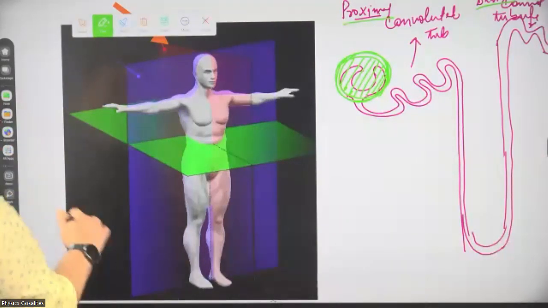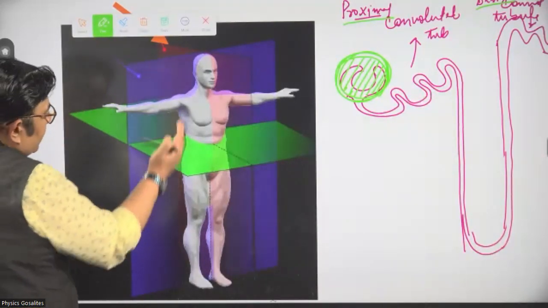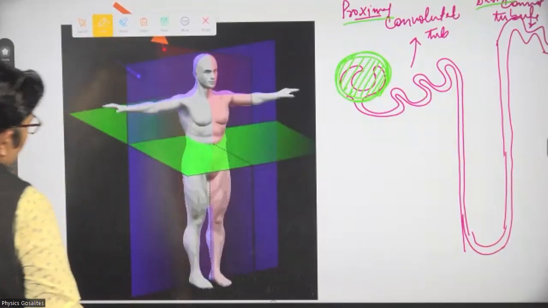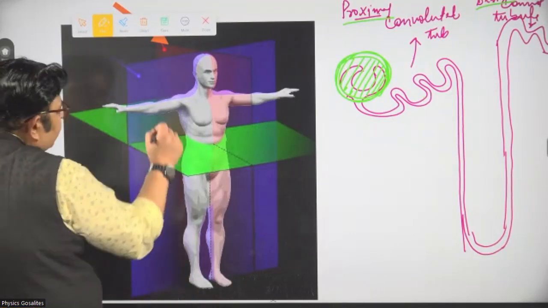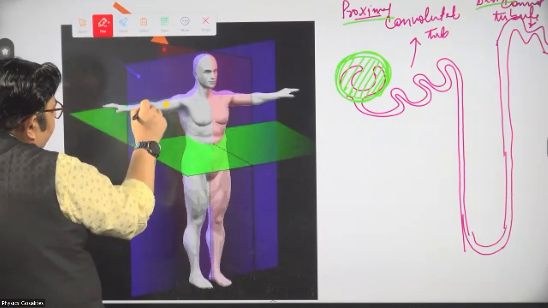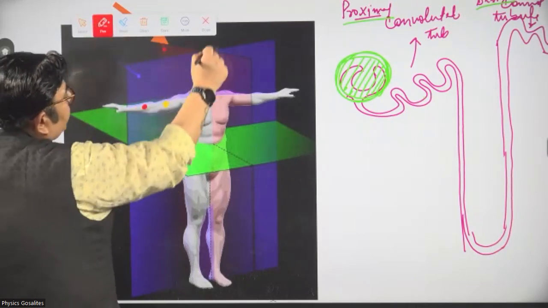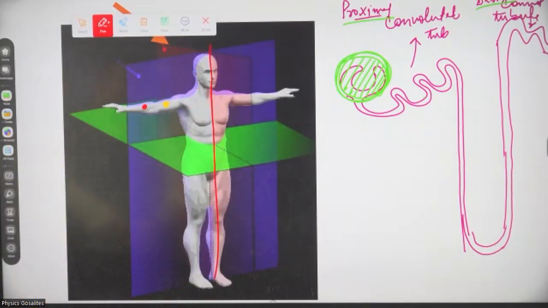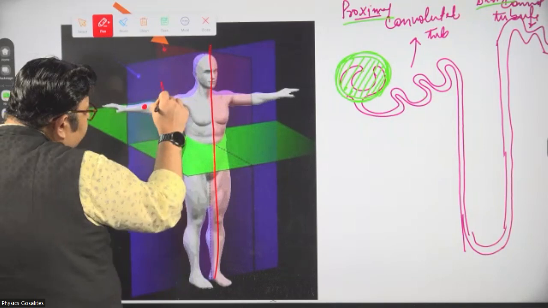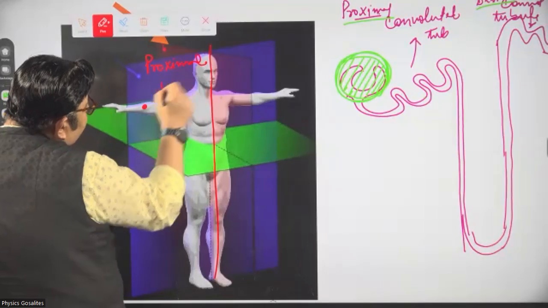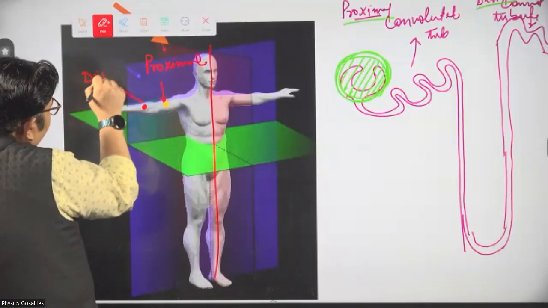In the same way, we can use the words proximal and distal here to define points in the body. For example, if I make 2 points, a yellow point here and another point of red color, and my point of reference is my midline, I can say that the yellow one is proximal to the red one. So the yellow dot is proximal to this red one. The red one is distal.